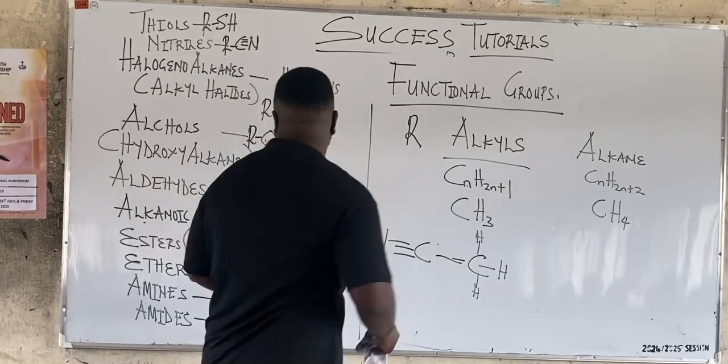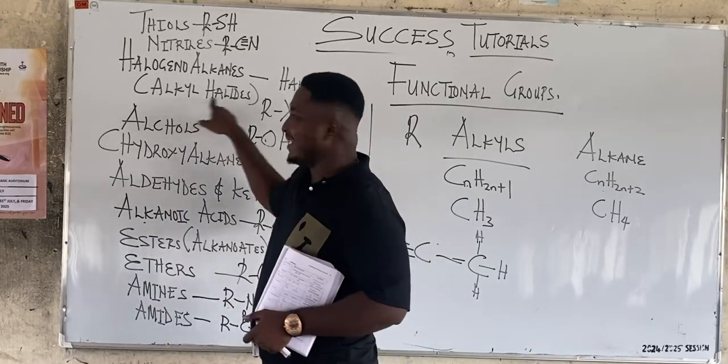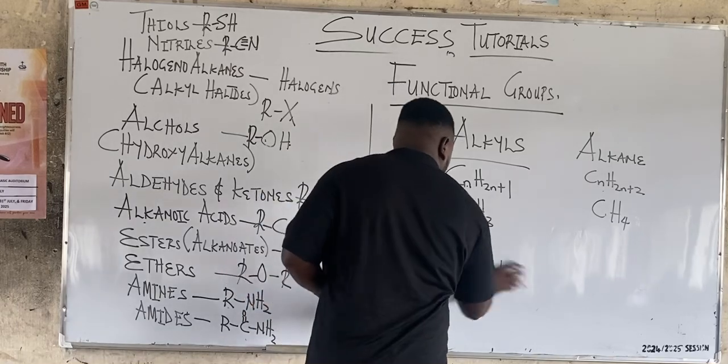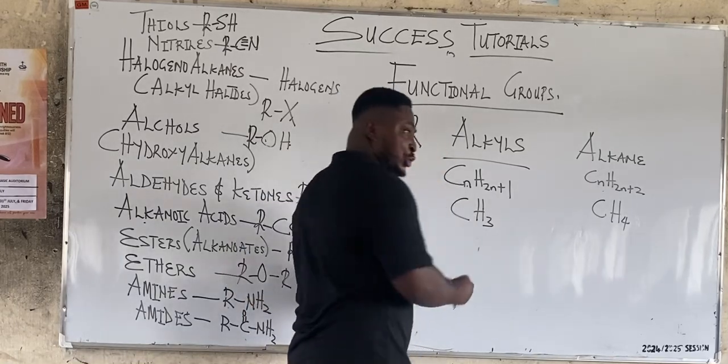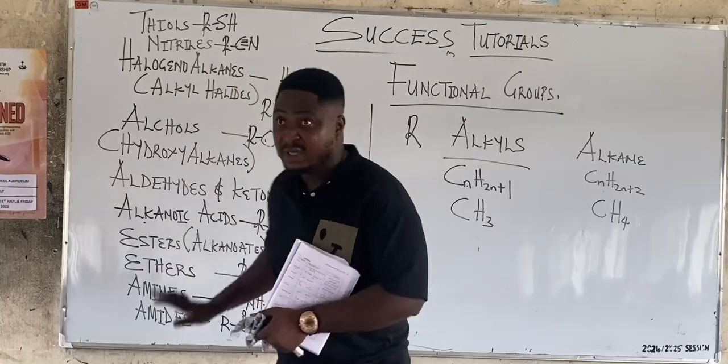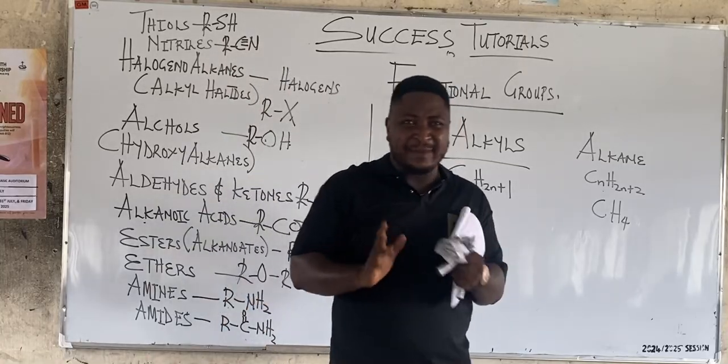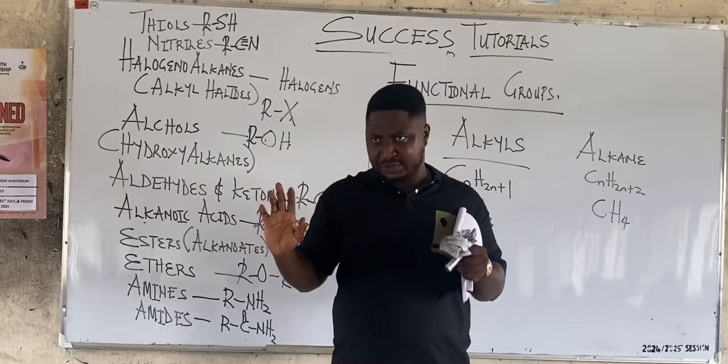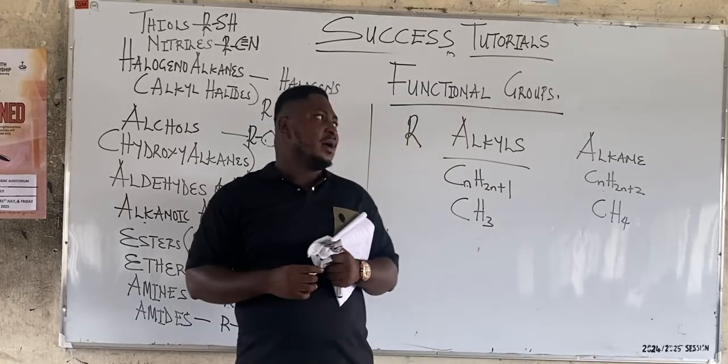Halogenoalkanes are also called alkyl halides. So if you wonder what I'm trying to do here, I'm trying to deal with all these families, let you know them and how to draw their structures. Then we'll deal with alkane, alkyl benzene and their reactions.